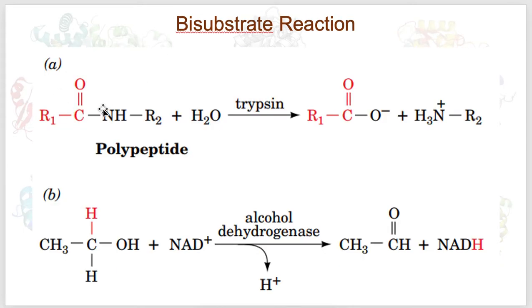These are two examples of bisubstrate reactions. For example, if you consider this one, this reaction occurs between ethanol and NAD, catalyzed by alcohol dehydrogenase. If you look at the product, you can see that in this reaction, one hydrogen ion was transferred from one substrate to another. And actually in most of the bisubstrate reactions, transfer is the main thing that happens.